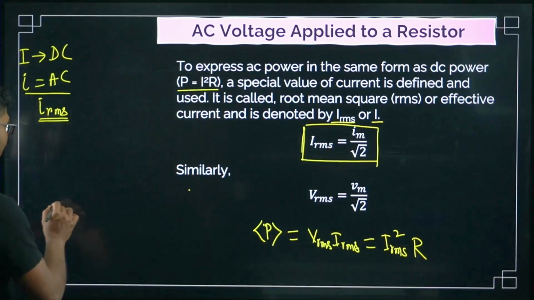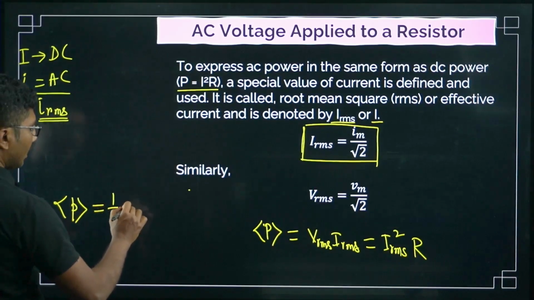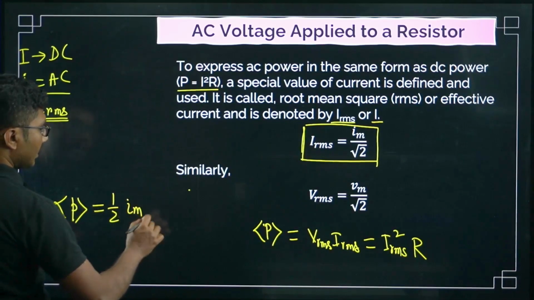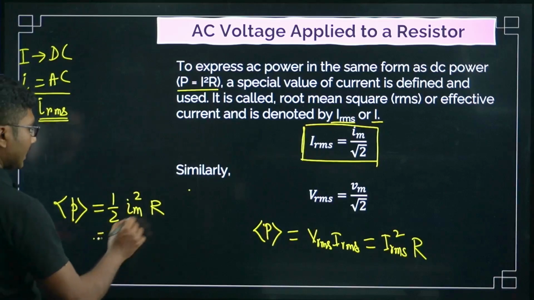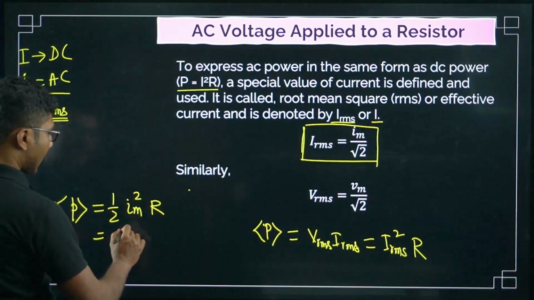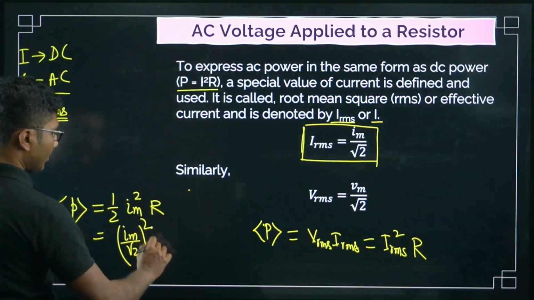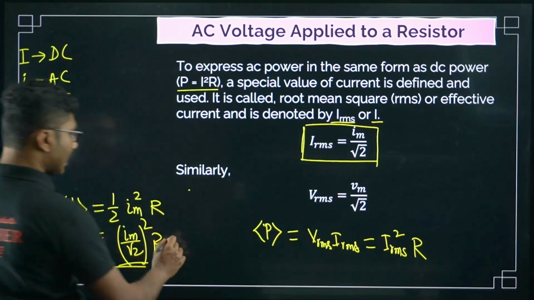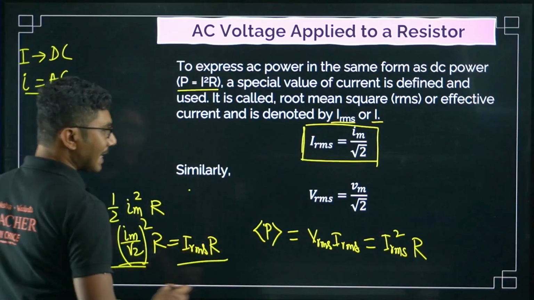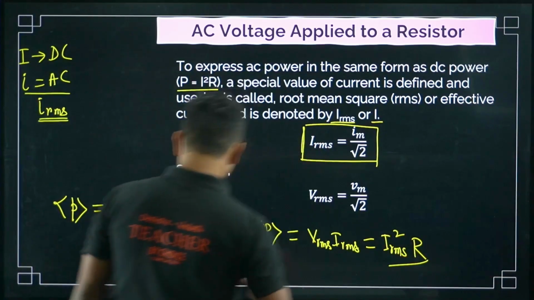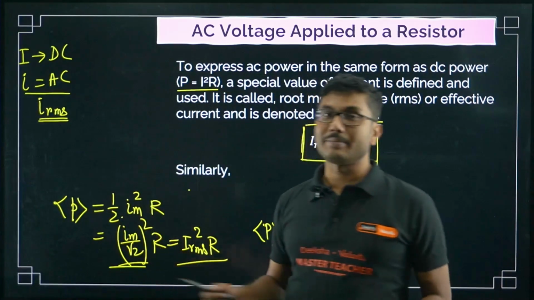We have seen in the previous case that power consumed is basically half Im square R, right? That was the formula. So we can write this as Im divided by root 2 whole square into R. Now what is this? This is IRMS. So IRMS square into R. But if you are dividing by half, that means this is the peak value.